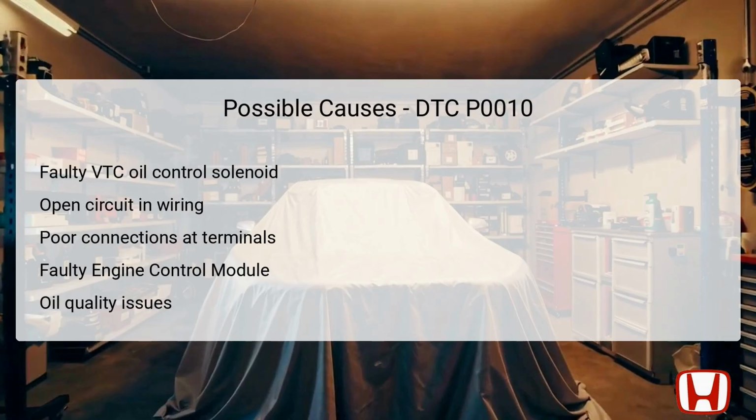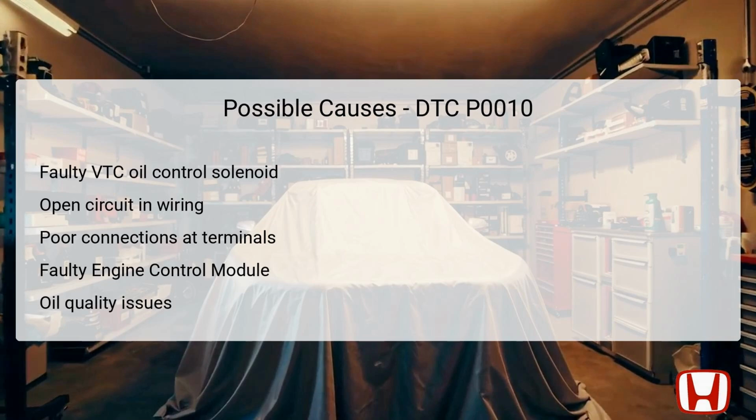There are several potential causes for the appearance of DTC P0010. Firstly, a common issue is a faulty VTC oil control solenoid itself, which may fail due to age or internal wear. Additionally, an open circuit in the wiring leading to the solenoid can disrupt the signal or power necessary for operation. Poor connections or loose terminals at both the VTC oil control solenoid and the engine control module, ECM, can also create intermittent issues that trigger the DTC.